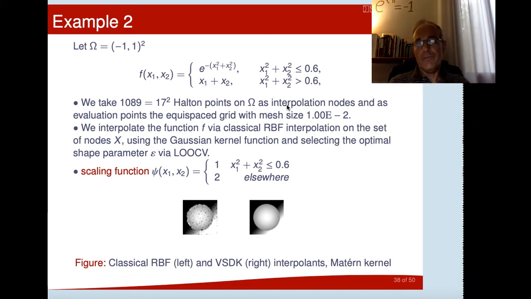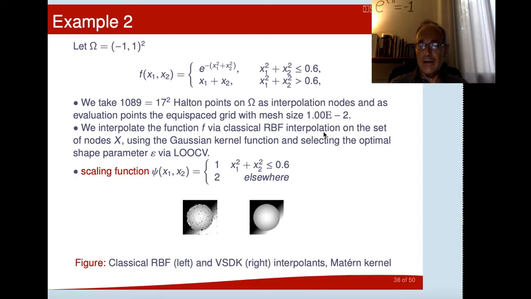using not Lissajous points, but, for example, these Halton points. The Halton points, as I said, are points with low discrepancy, which are quasi-uniformly distributed and can be defined in every dimension. Okay, so in this case we take 17 squared Halton points on Omega. Omega is [-1,1] squared, and the grid mesh size is of this value here.